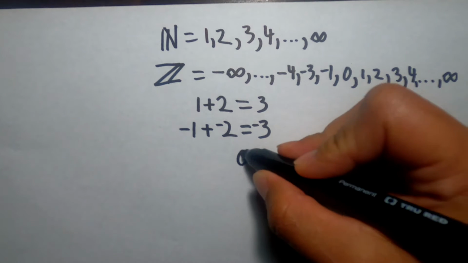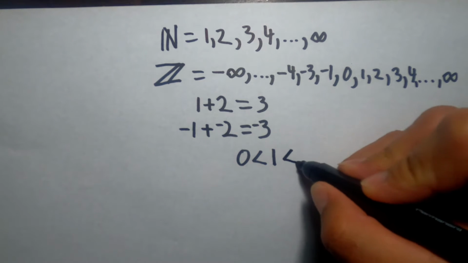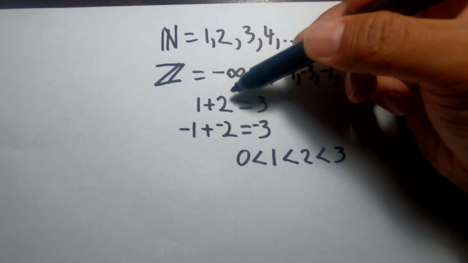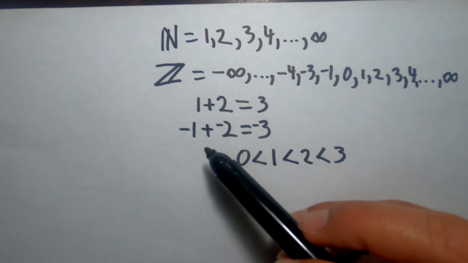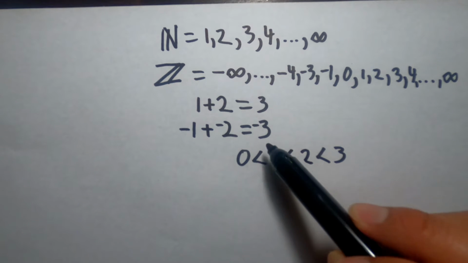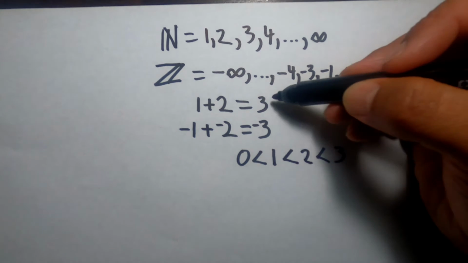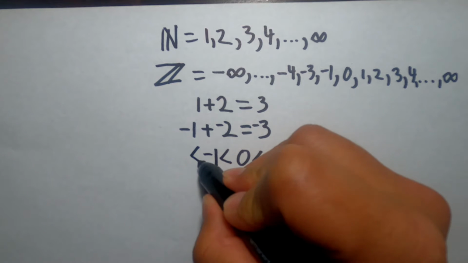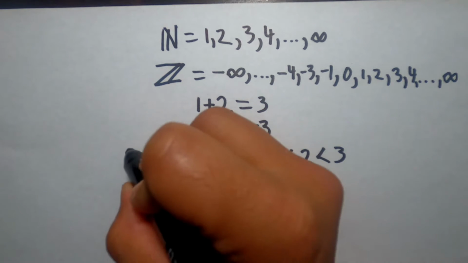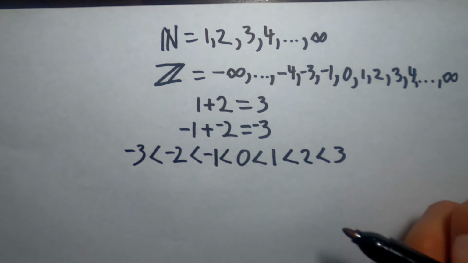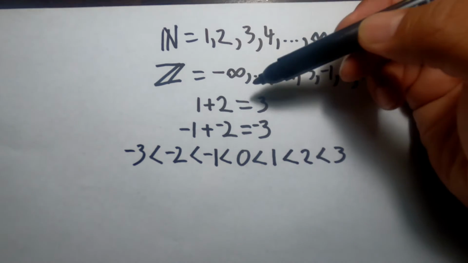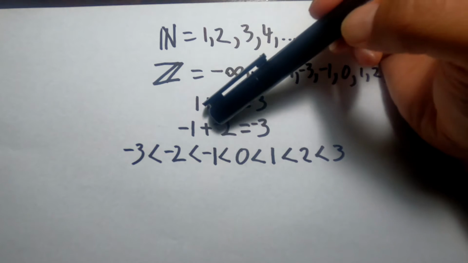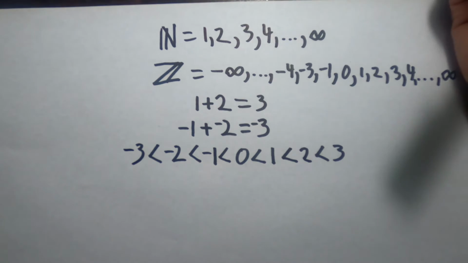If we look at it, 0 is less than 1, 1 is less than 2, and 2 is less than 3. So when we added 2 and 1 together, we got a larger number, 3. But -1 plus -2 equal to -3 has a different meaning from 3. So 0 is greater than -1, -1 is greater than -2, and -2 is greater than -3. Again, what this means is when we add two positive numbers, we get a larger number. But when we add two negative numbers, we get a smaller number, -3.